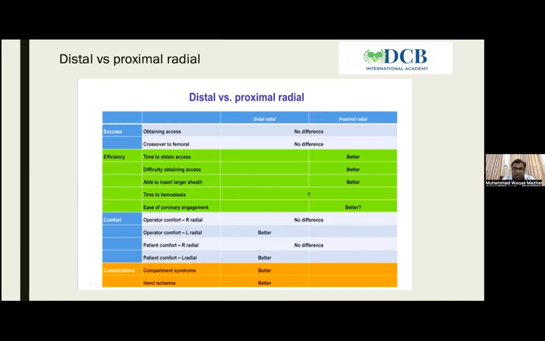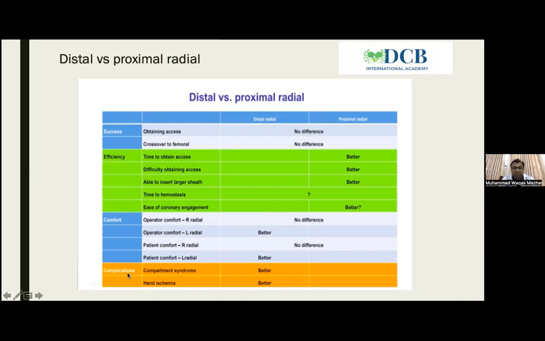What about comfort? Operator comfort with the right radial, no difference. Operator comfort with the left radial is better with the distal radial access. Patient comfort, right radial and distal radial, no difference. And patient comfort with the left radial is better with distal radial access than proximal radial access.